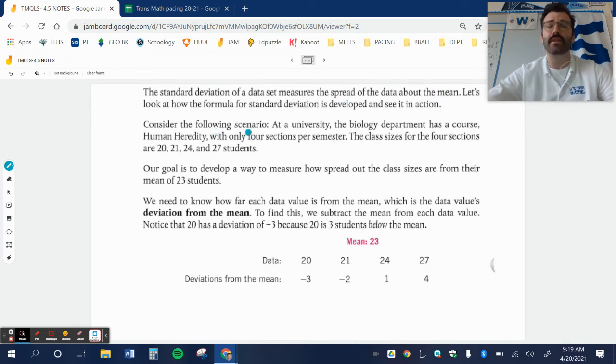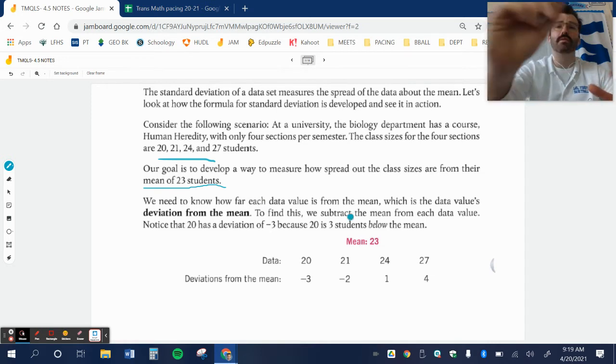So here's a scenario. The biology department has a course with only 4 sections per semester, and here are the class sizes. All right, so the first thing we need to do is calculate our mean. Remember, mean is another way to say average. The average of these 4 classes is 23 students. So the mean is 23.